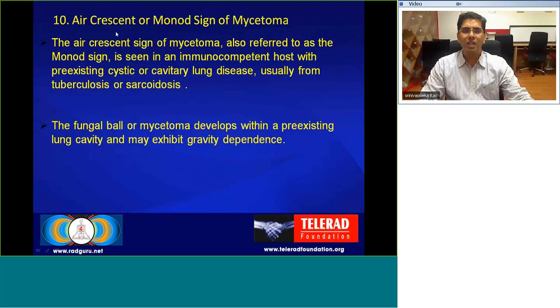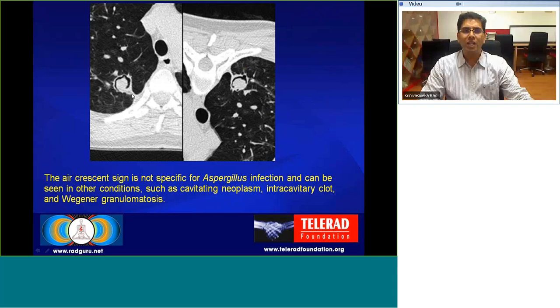This is called Monod sign of mycetoma or air crescent sign. It is also called by the same name, but it has a different appearance. I'll show you how it looks. You can see there's a cavity with intracavitary soft tissue density.